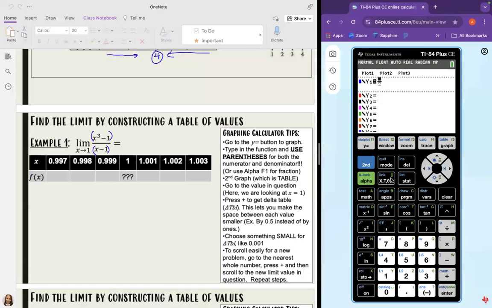Do you see that xt theta n key, the fraction bar? That's another way to do that. I didn't see that. So if you do alpha xt theta n, there you go. That's nice. I like it. I never noticed that.